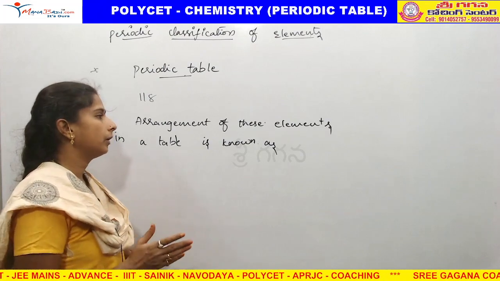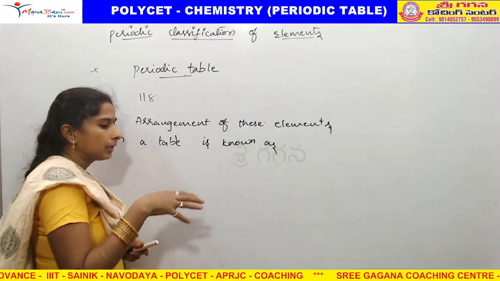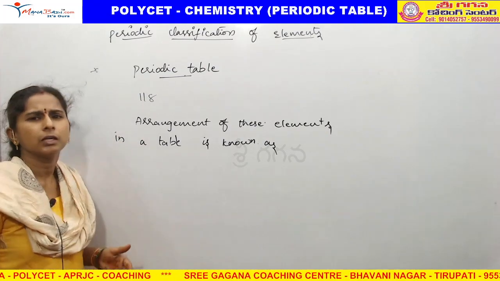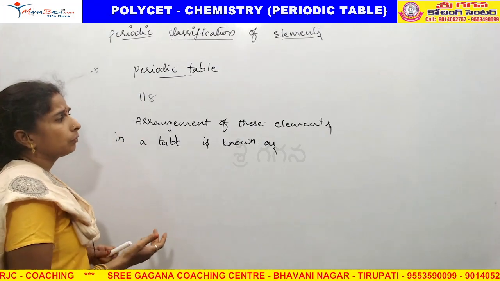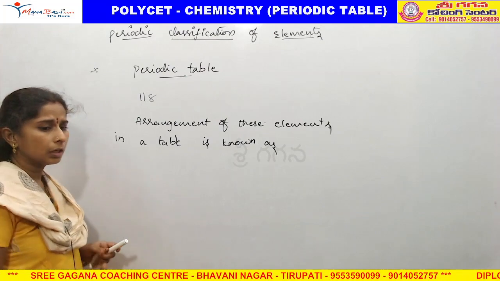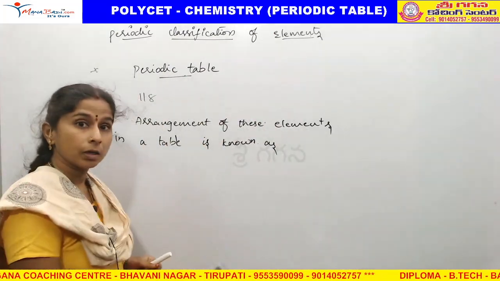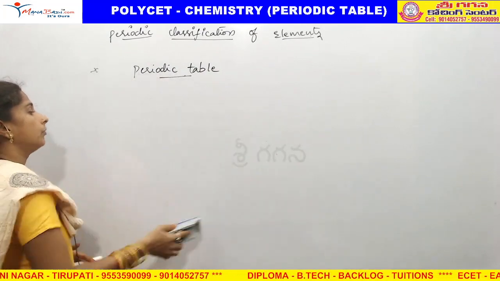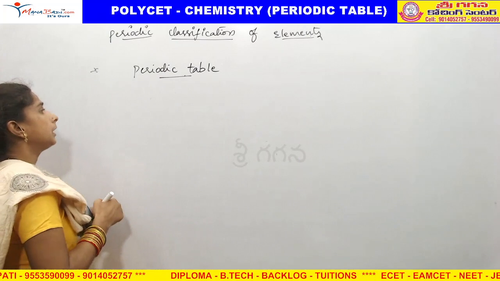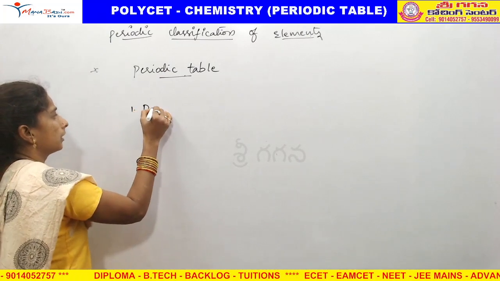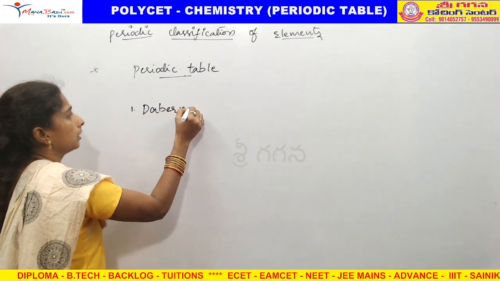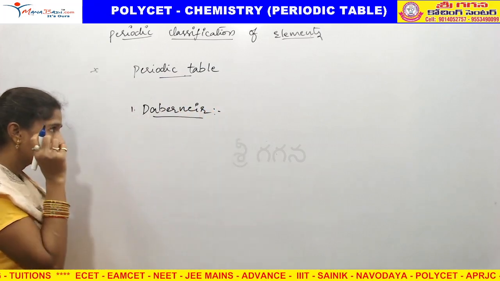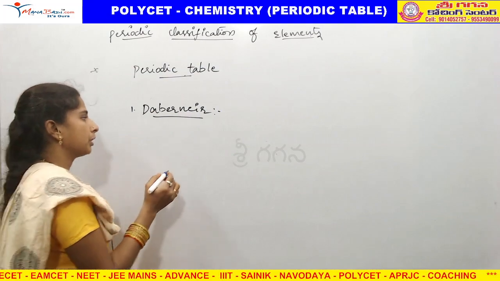Before that, when we are following this table, many scientists gave different types of periodic tables. Now we are going to see two or three periodic tables, including the failed periodic tables. Number 1, Dobereiner's periodic table. According to the Dobereiner periodic table, he arranged 3 elements.